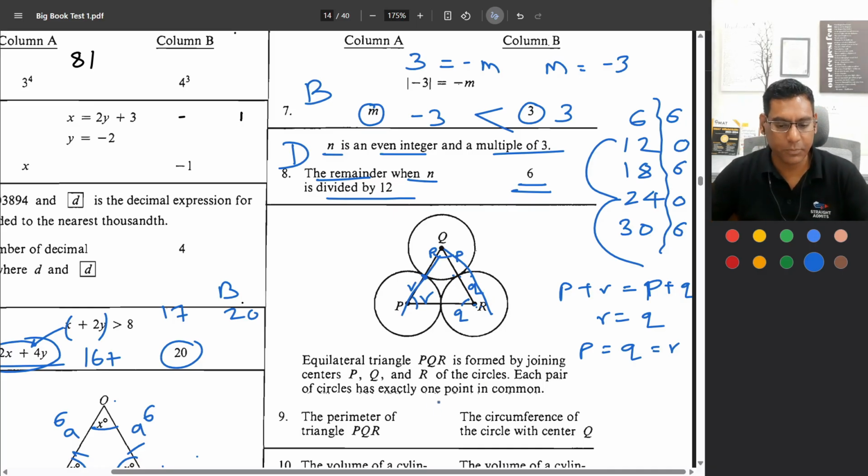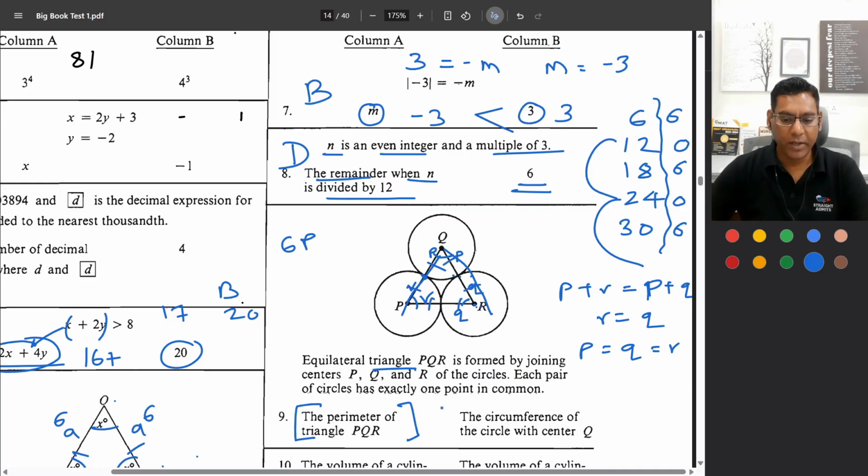Okay, so equilateral triangle PQR is formed by joining. Okay, we read that, fine. Let's look at what is there in column A. The perimeter of triangle PQR is going to be 6p, correct? 6 times the radius. Why? Because 1, 2, 3, 4, 5, 6, 6 times the radius of any circle. Okay, so that is 6p.